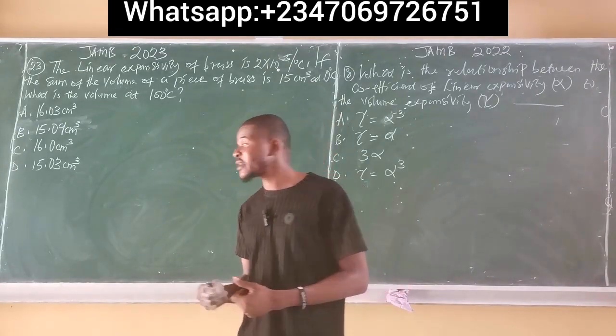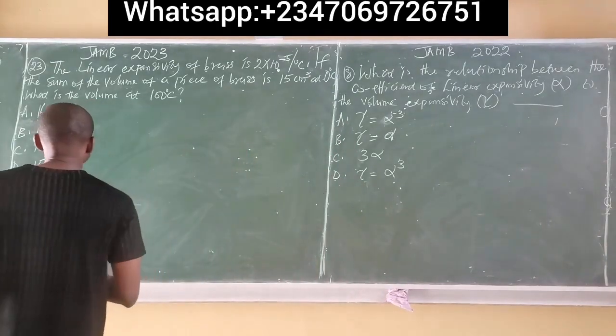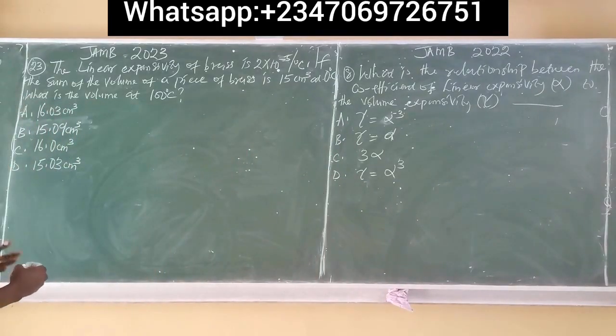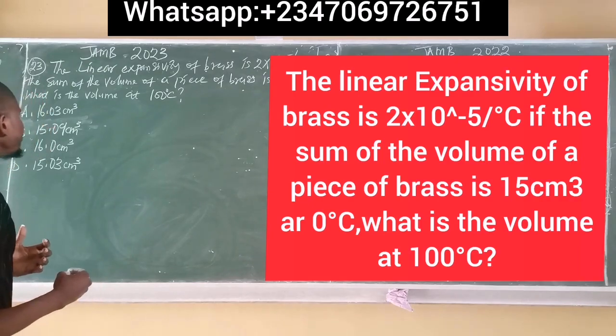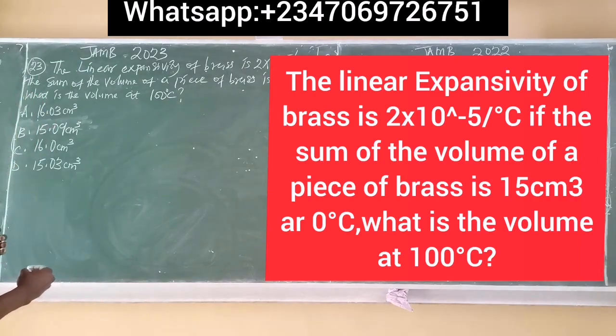Let's start with the 2023 Jamb. Now the question says, this is question 23 in the 2023 Jamb. Question says, the linear expansivity of brass is 2 by 10 to the power of minus 5 per degree Celsius. If the volume of a piece of brass is 15 centimeter cube at 0 degrees Celsius, what is the volume at 100 degrees Celsius?